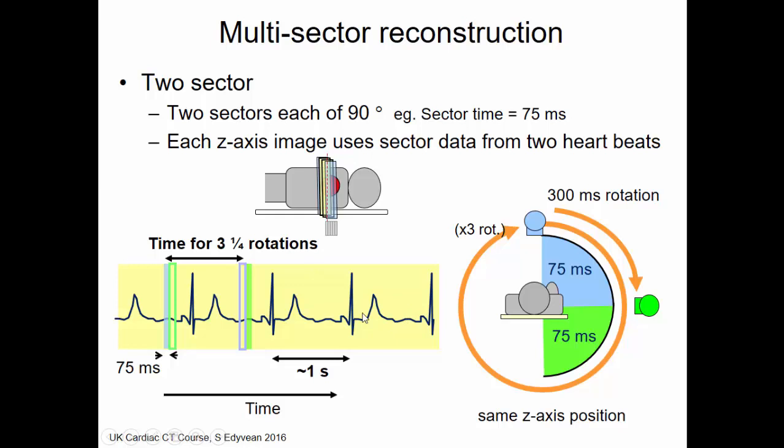Okay, so what happens, this is like an example for the two sector. So we've overlapped, in the first heartbeat, we just take a quarter of a rotation of data. And then what happens is actually it's about 3 1/4 rotations going around while you're waiting for the next heartbeat. So the couch is moving very slowly till you get to the next heartbeat. And then you take the next quarter sector of data. So you now have enough data taken at the same z-axis position that will enable you to create an image of that slice of the heart, but each sector of data is now 75 milliseconds long. So if you've got a regular heartbeat, and so you've got good registration of those two sectors, you'll get a better image because intrinsically the temporal resolution is better. And you can do the same for 3-sector and 4-sector.